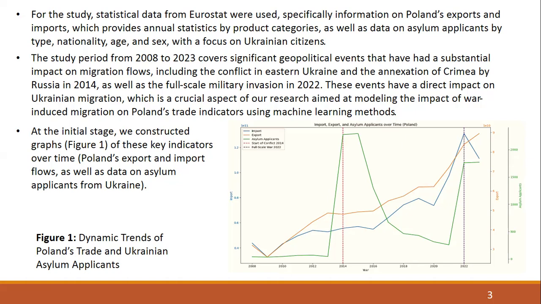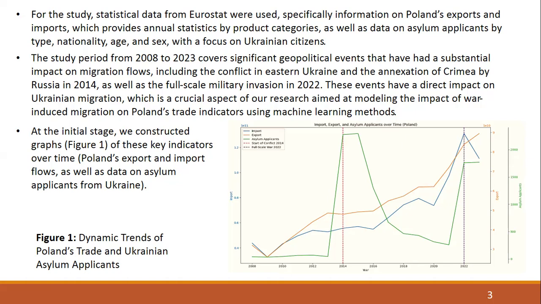At the initial stage, we constructed graphs in Figure 1 of these key indicators over time. This allowed us to visualize changes over the study period and assess how significant geopolitical events affected Poland's foreign trade indicators and Ukrainian migration processes to this country. The graphical representation of the data facilitated the identification of key trends and correlations, which became the basis for further analysis using machine learning methods.